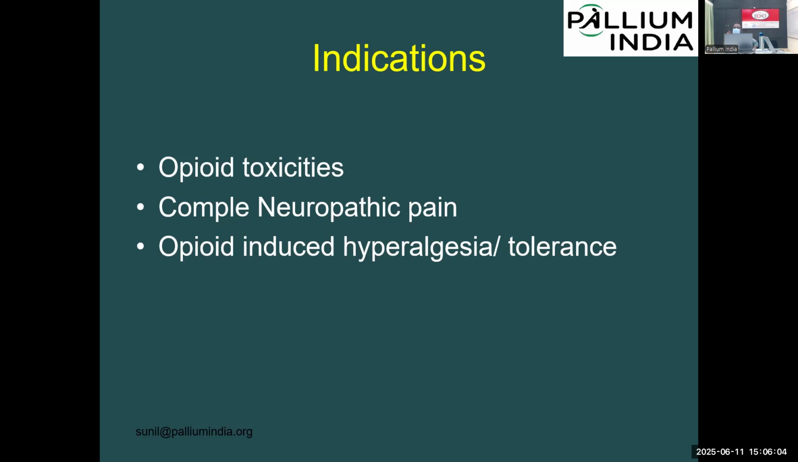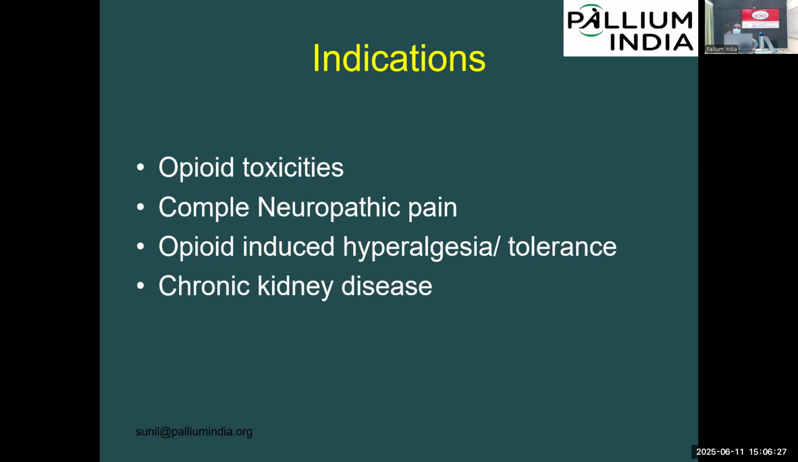That means to get the same pain relief, you have to increase the dose of opioid. Previously, the patient was taking 5 milligram, and after 1 month, the patient might need to take 100 milligram of morphine every 4 hours to get the same pain relief, which is known as opioid tolerance. So these are the indications to start methadone.